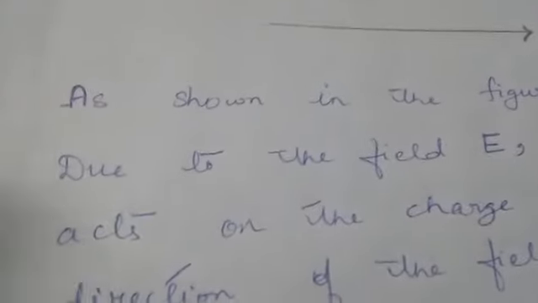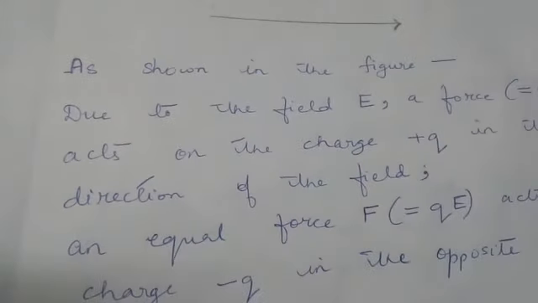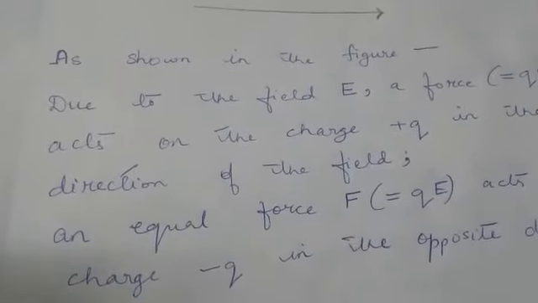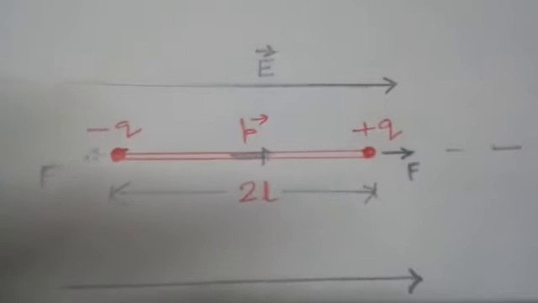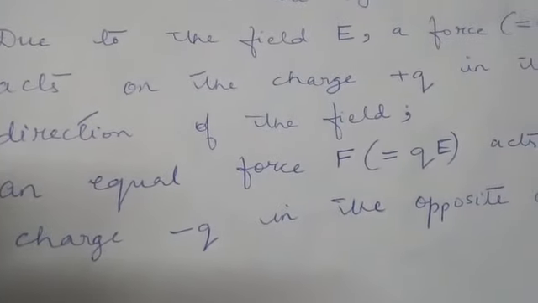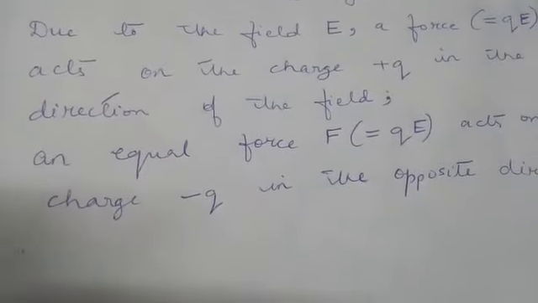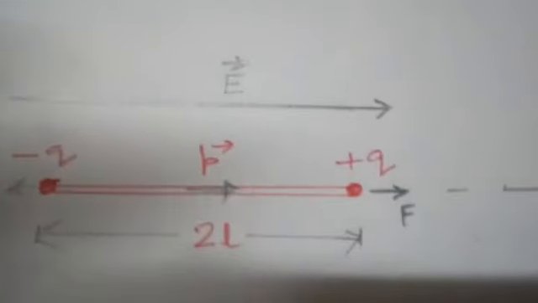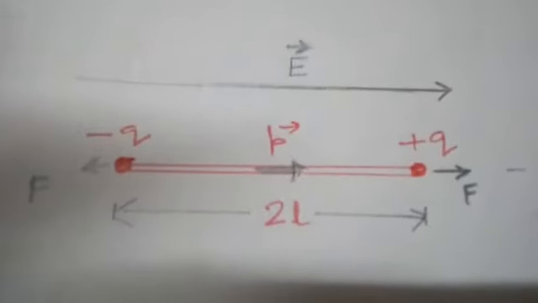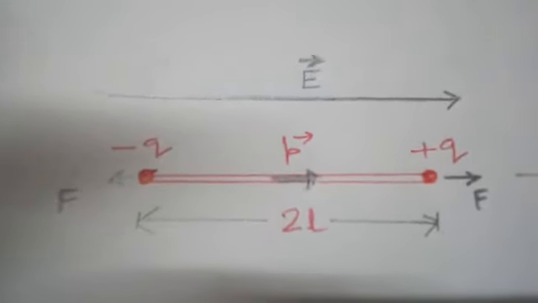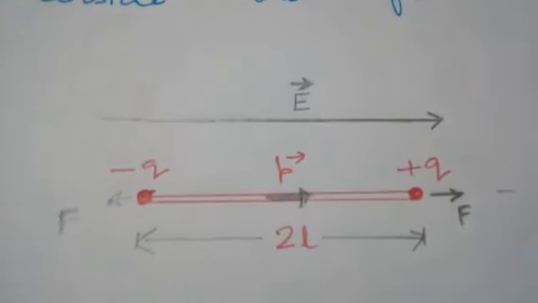As shown in the figure, due to the field E, a force QE acts on the charge plus Q in the direction of the field. Equal force F equal to QE acts on the charge minus Q in the opposite direction. This F, which you can see, is actually equal to QE, force on a charge in an electric field. F equal to QE in opposite directions.